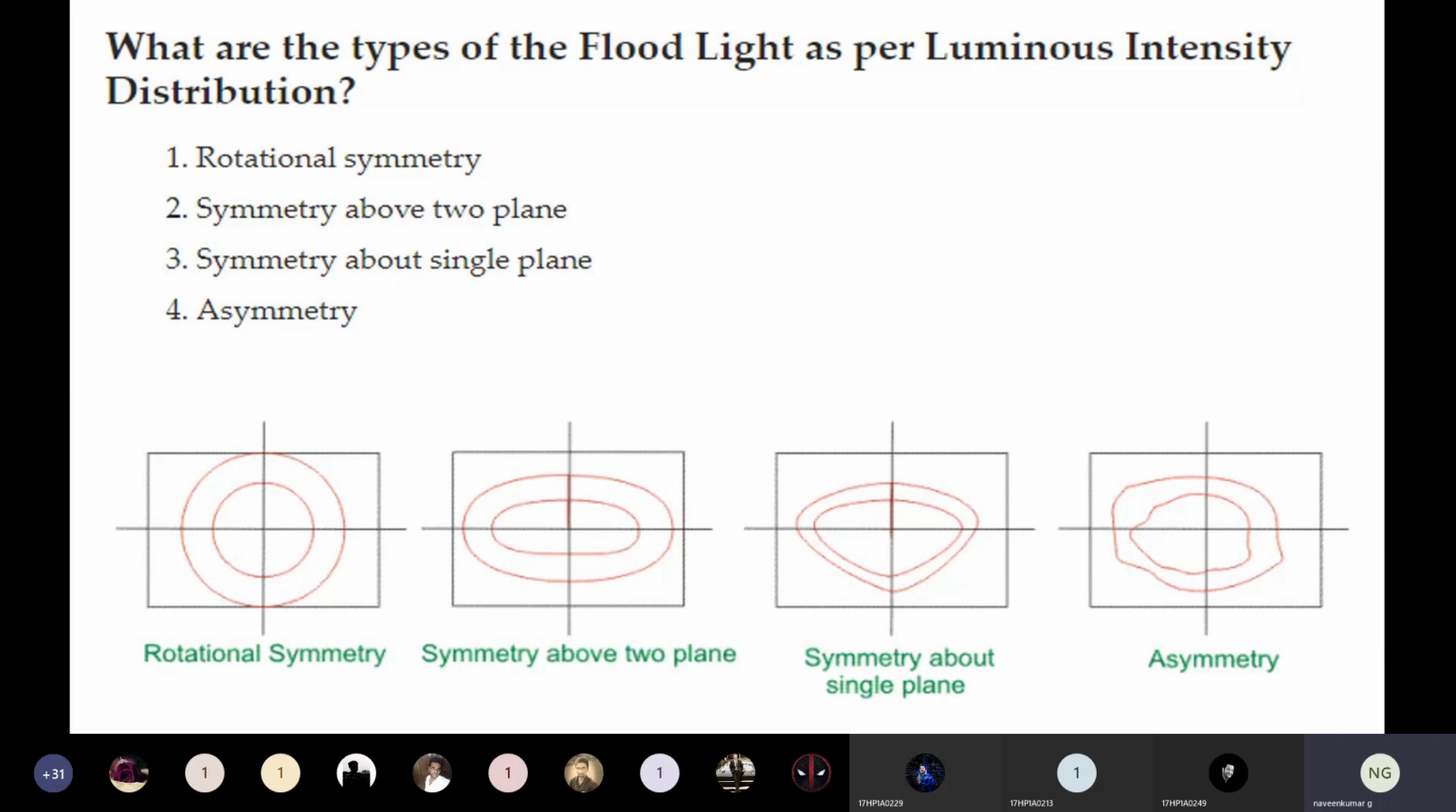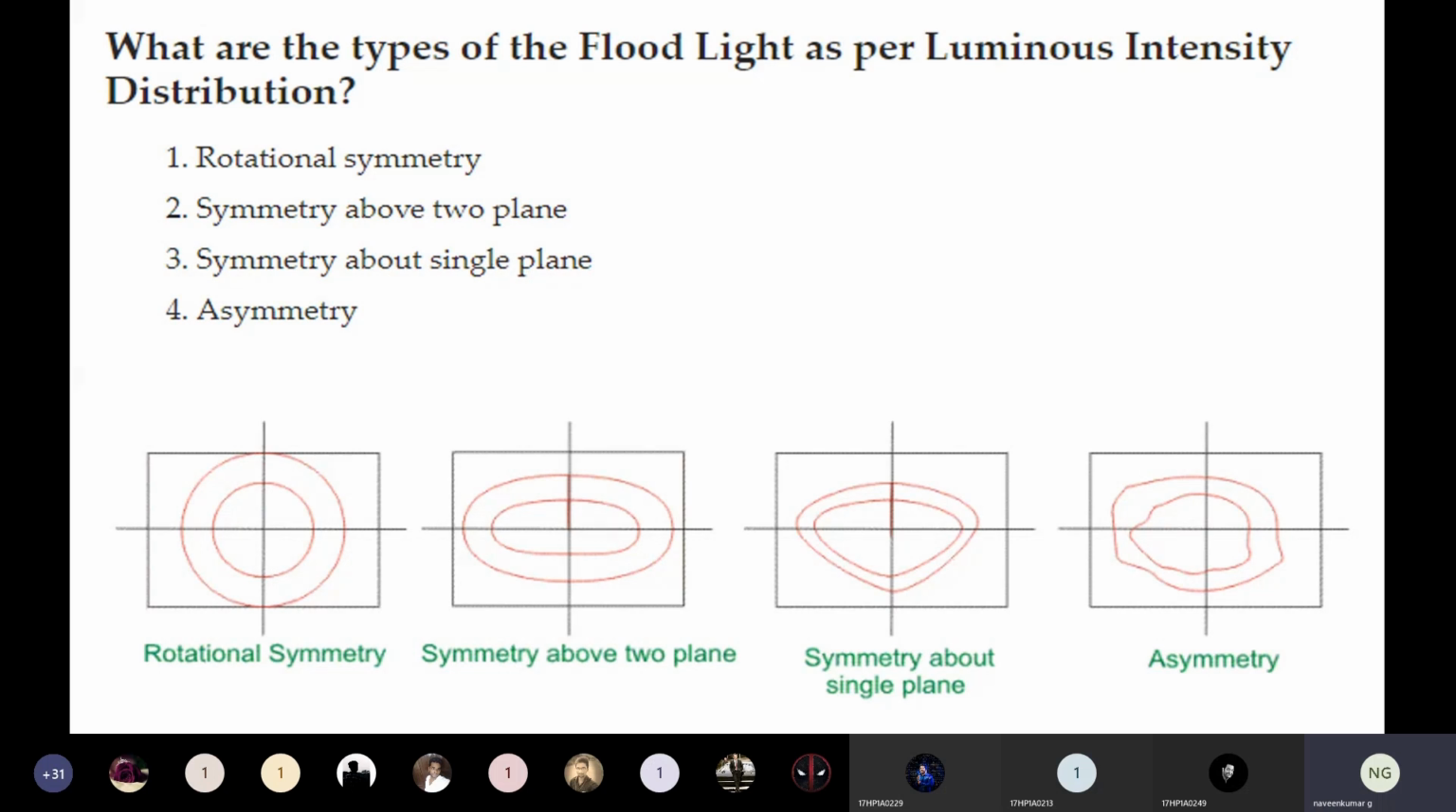Next, observe the third type, symmetry about a single plane. Here you only have symmetry of your beam distribution in the upper plane. Symmetry is not at all observed in the lower plane. In plane C there is symmetry, in plane D there is no symmetry. Left side is plane A, right side is plane B, up side is plane C, down side is plane D. So now, as we see, in plane C you have symmetry, in plane D there is no symmetry.